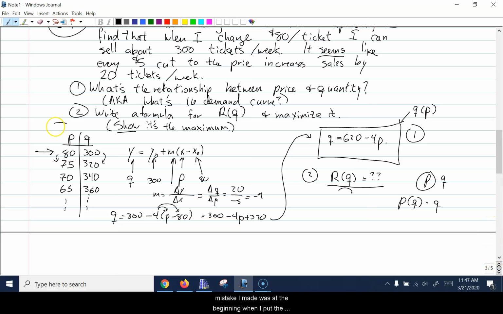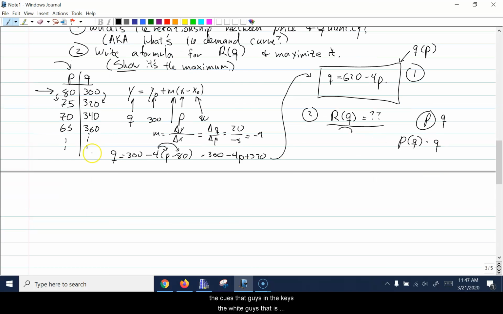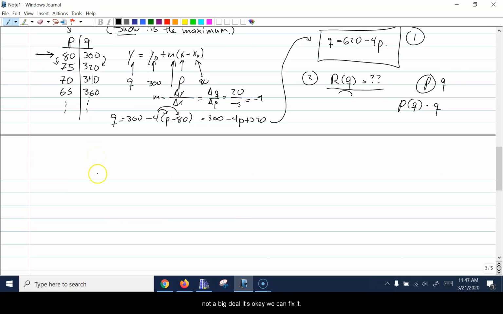I guess the mistake I made was at the beginning. When I put the p's on the left and q's on the right, I should have made the q's the x guys and the p's the y guys. But that is not a big deal. It's okay. We can fix that. How do we fix that? I take the equation q equals 620 minus 4p, and we solve for p. And that'll get p of q instead of q of p.